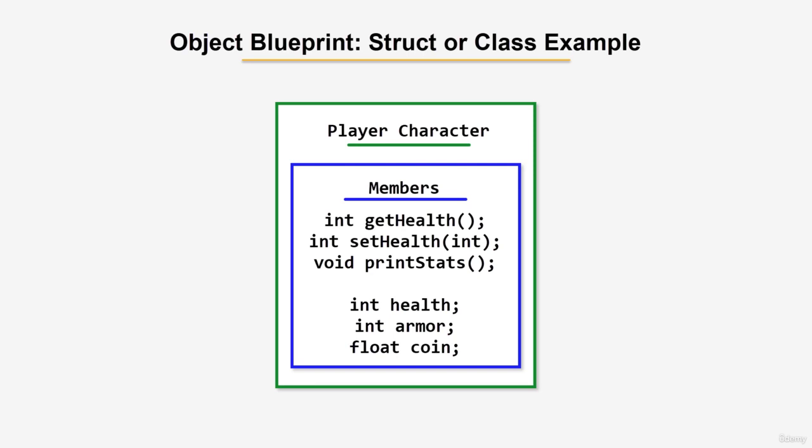Here's a quick example of an abstraction or model of what a player character would look like, and the attributes and functionality that the player character can have. This is basically a custom or user-defined variable type that we can create instances of, just like we can create instances of integers and floats and so on.